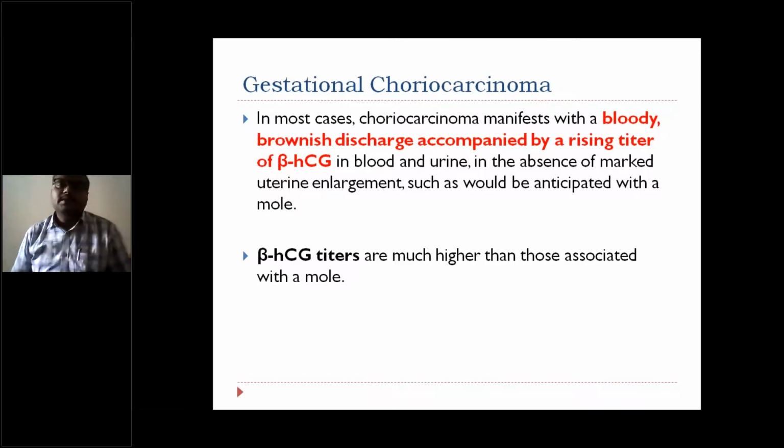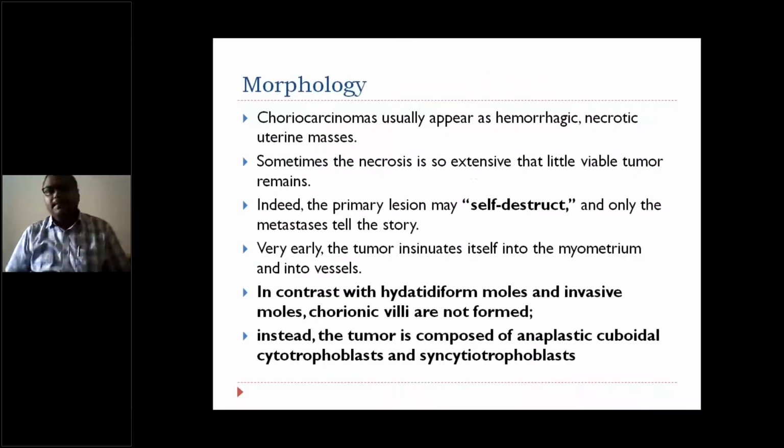Coming to the morphology, choriocarcinomas usually appear as hemorrhagic, necrotic uterine masses. Sometimes the necrosis is so extensive that little viable tumor remains. Indeed, the primary lesions may self-destruct and only the metastasis tell the story. And very early, the tumor insinuates itself into the myometrium and into the vessels.